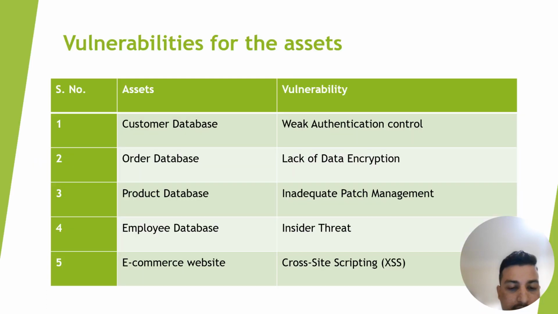Let's move on to our next slide, which is vulnerabilities of the assets. As you can see in our asset section, we have got the customer database, order database, product database, employee database, and also the e-commerce website. The vulnerability of the customer database is weak authentication control, and for the order database we have got lack of data encryption, and for the product database we have got inadequate patch management. For the employee database we have insider threat. For the e-commerce website we have got cross-site scripting.